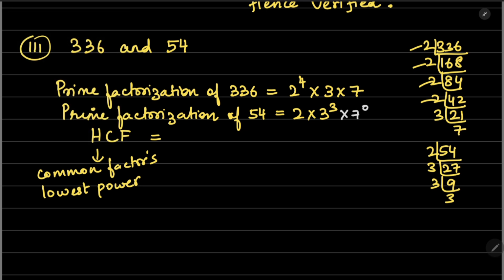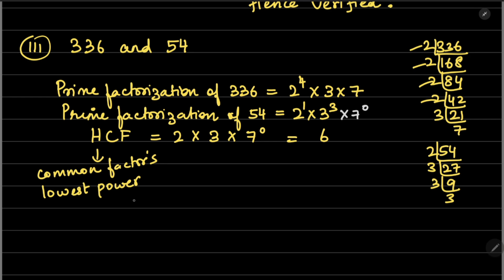So if you see here, which is the lowest power for 2 as a factor, it is 2 raised to the power 1. So for 3 it is 3. And for 7, the lowest power is 7 raised to the power 0. So the answer is HCF is equal to 6.